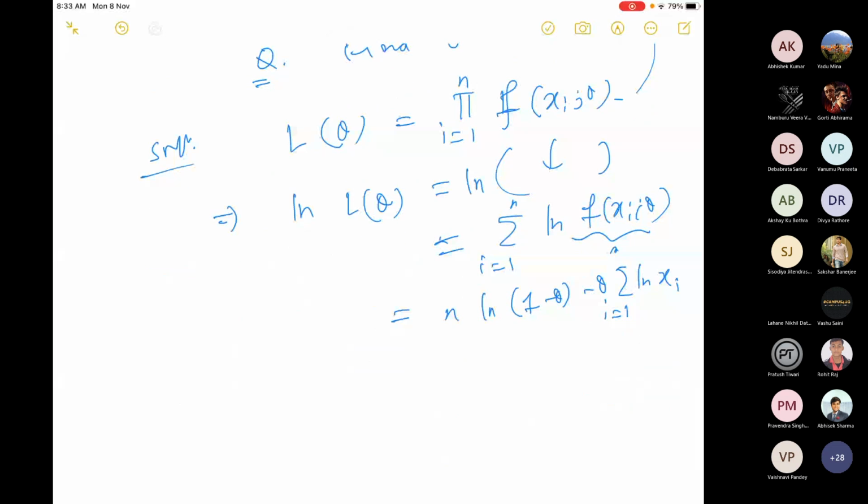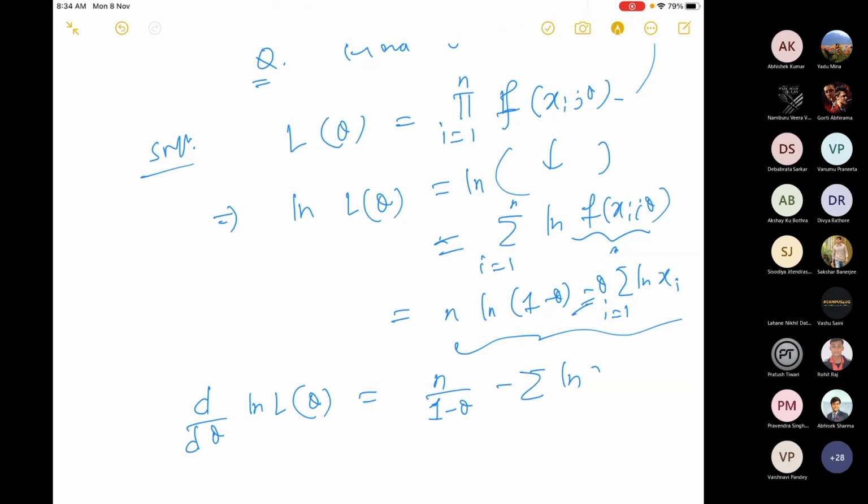Okay, this one. Now this is my function, and you want to optimize or maximize it. So what you do is take the derivative of log L(theta) with respect to theta. So basically this is d/d theta of this expression. If you do that, what do you get? N times the derivative of log(1 - theta), minus the derivative of theta is 1, so it is log of xi. You know this sample data, so don't worry about that. They are fixed values.